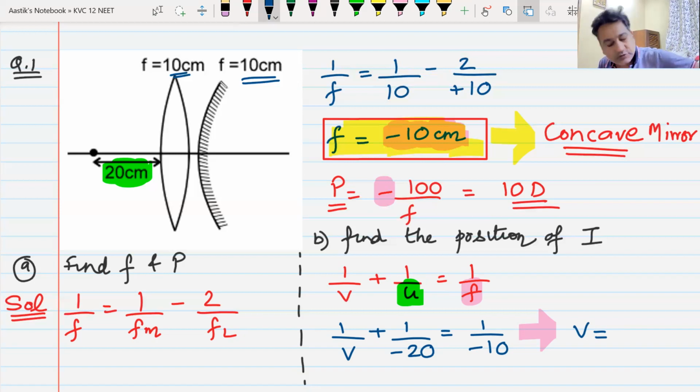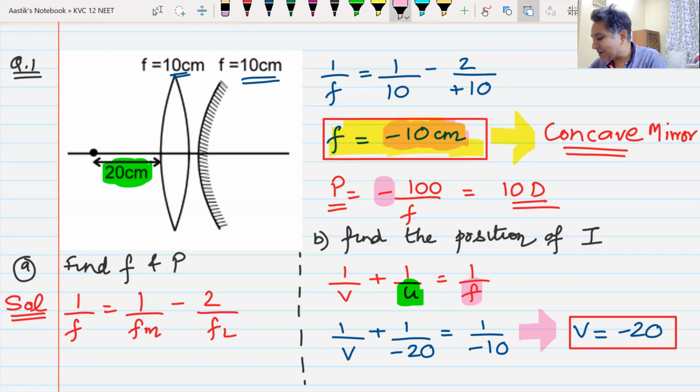No, focal length of the mirror is minus 10 centimeters. The distance of the object is minus 20. V will be coming as minus 20. Yes, my dear friend, that is correct. And the image is formed at the same position.